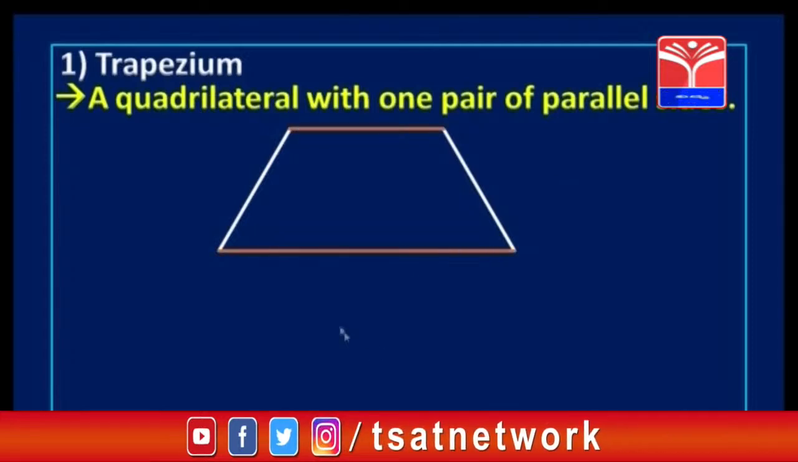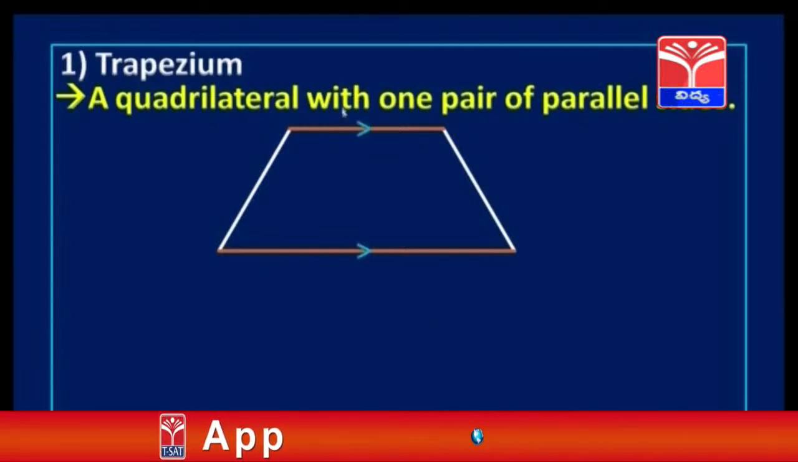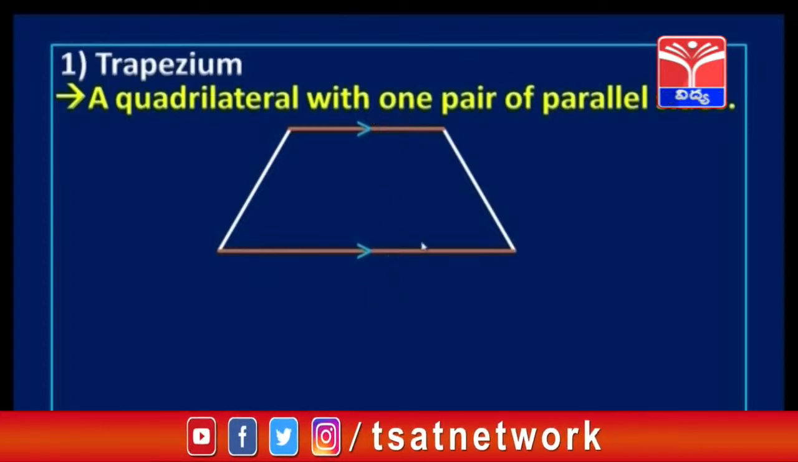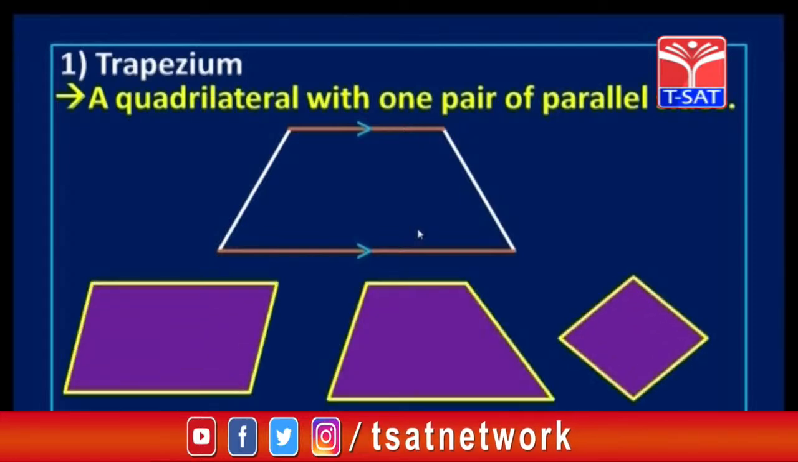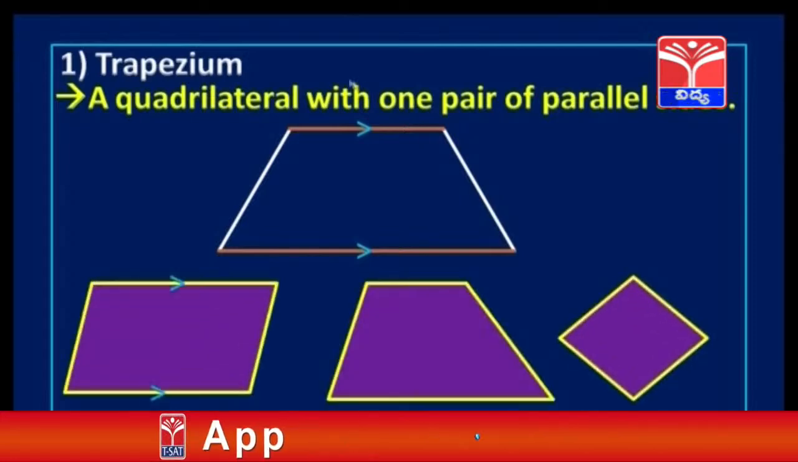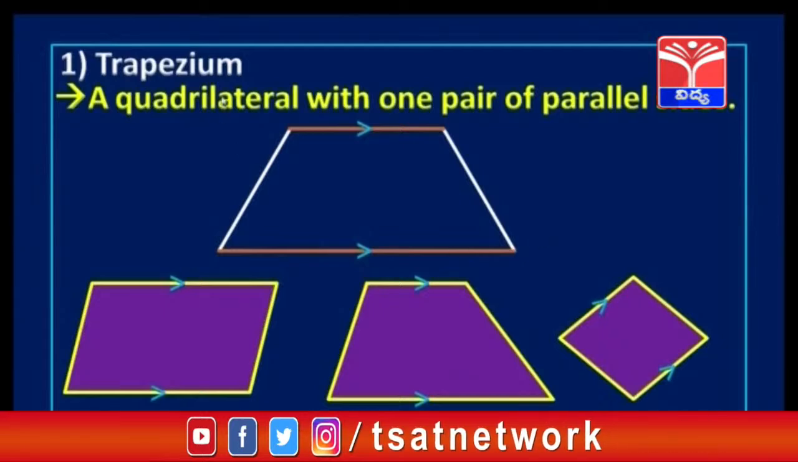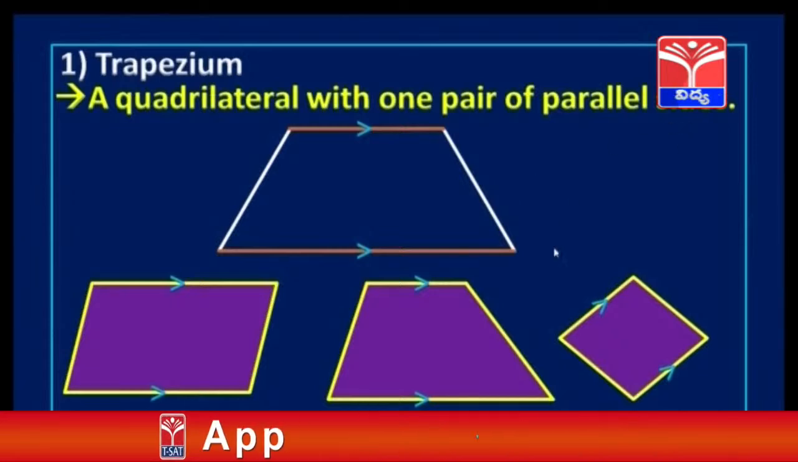Children, what am I doing here? Are you observing the highlighted sides here? Yes, these are parallel to each other. We can show it with the arrow mark here. Children, when we want to show parallel lines, we can use the arrow mark. So I can say that these two sides are parallel to each other. Like this, I am taking 3 more figures, children. Here, these two sides are parallel, these two sides are parallel, these two sides are parallel. So I can call them also trapeziums. So children, when will a quadrilateral become a trapezium? If a pair of opposite sides are parallel to each other.